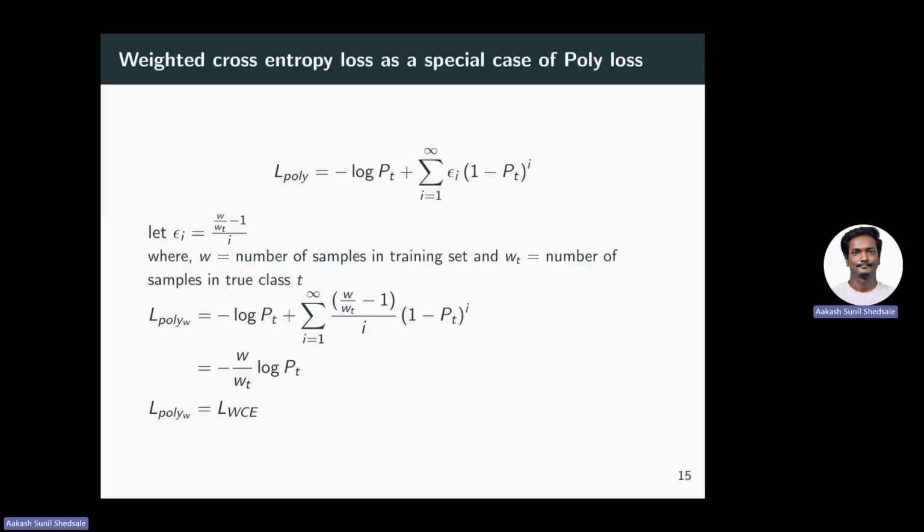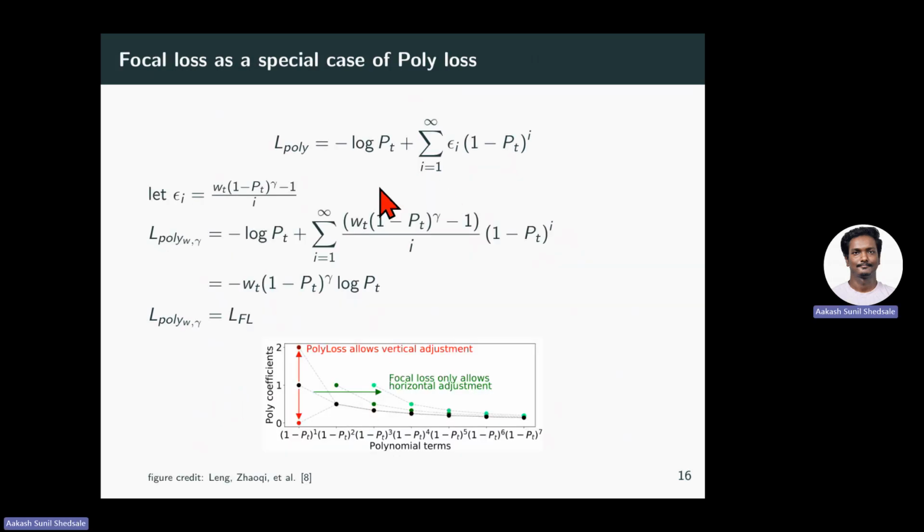Then how can we see weighted cross entropy loss as a special case of polynomial loss? By setting epsilon i equal to W divided by W_t, minus 1, divided by epsilon i, where W is the number of samples in the training set and W_t is the number of samples in class t, you can get weighted cross entropy loss. Similarly, for focal loss, we can use epsilon i equal to W_t times (1 minus p_t) raised to gamma, minus 1, divided by epsilon i.